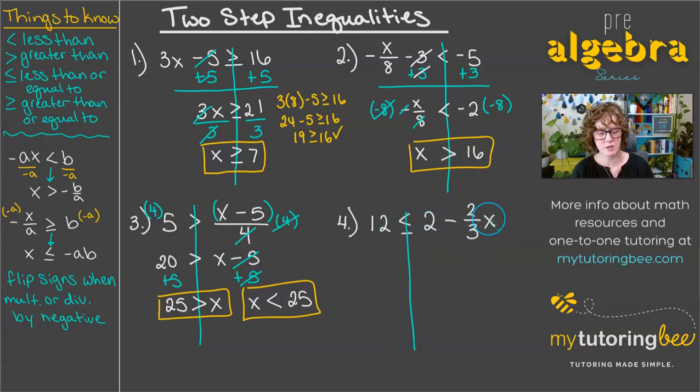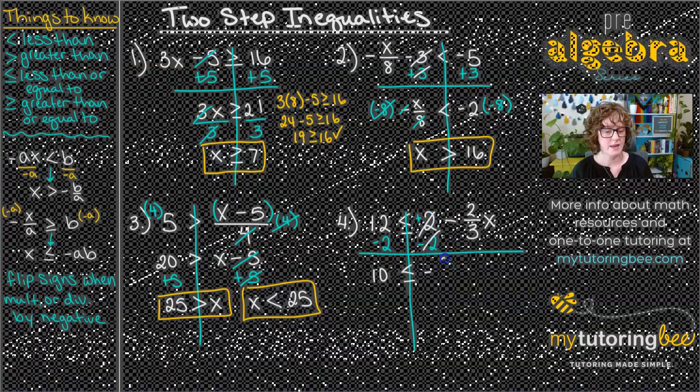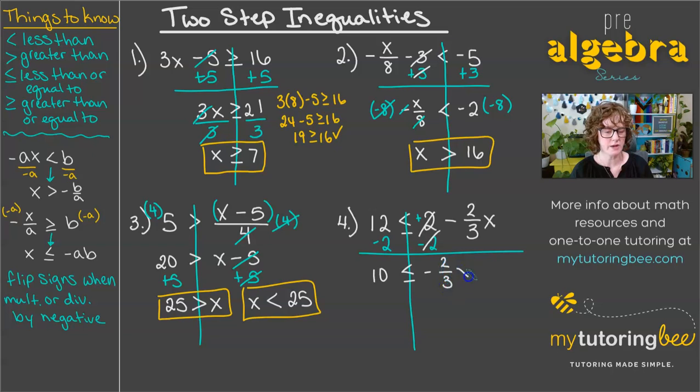So again, that fraction, I'm going to wait till the last step to take care of that. This 2 is a positive 2. Don't let this subtraction sign fool you. This subtraction sign goes with the fraction, not with the 2. So in order to undo this 2, we need to subtract 2 from both sides. So that's going to give us 10 is less than or equal to, that gets canceled out there. And then the negative travels along with the 2/3 x.